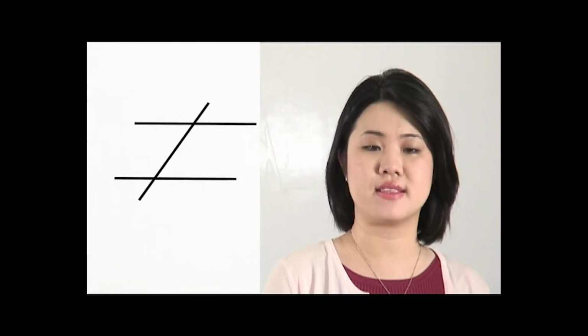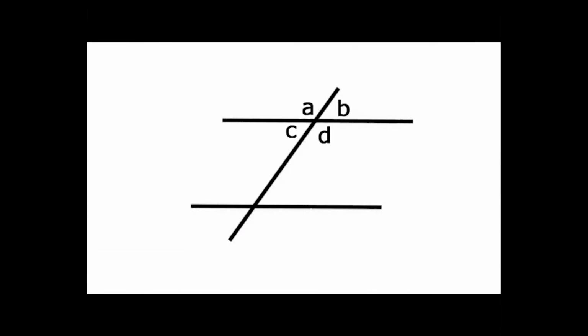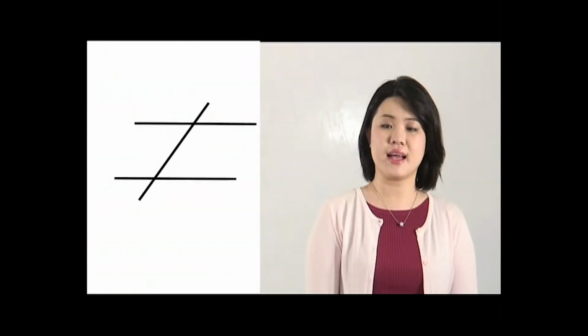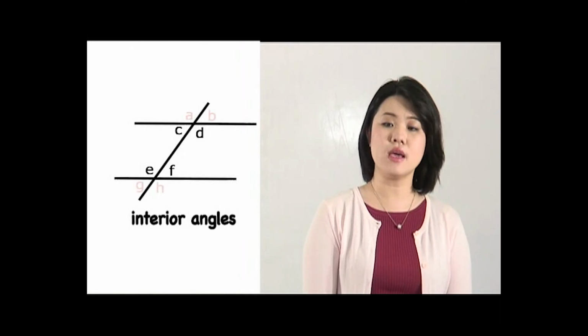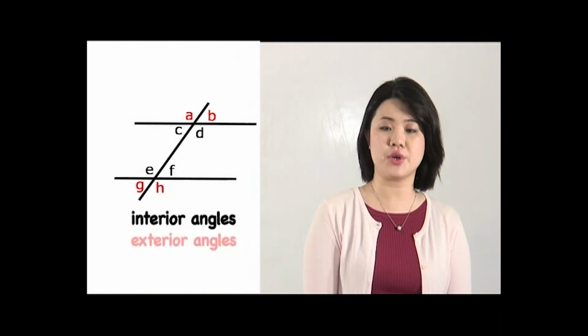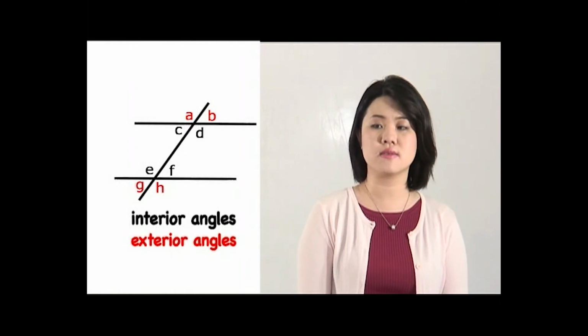We have here two lines and a transversal. How many angles do you see? I see 8. 2 above the first line, 4 between the two lines, and 2 more below the second line. Very good. Let's label the angles so we can study them in greater detail. I'll do it. Angles C, D, E, and F are called interior angles, while angles A, B, G, and H are called exterior angles. Can anyone tell the difference between interior and exterior angles?